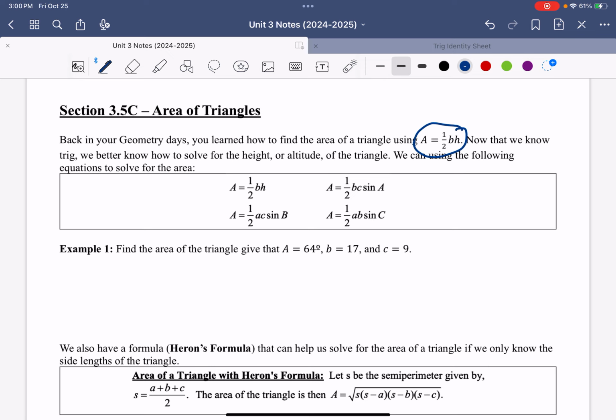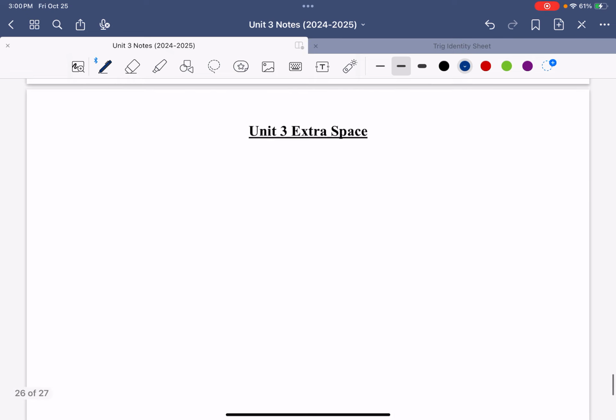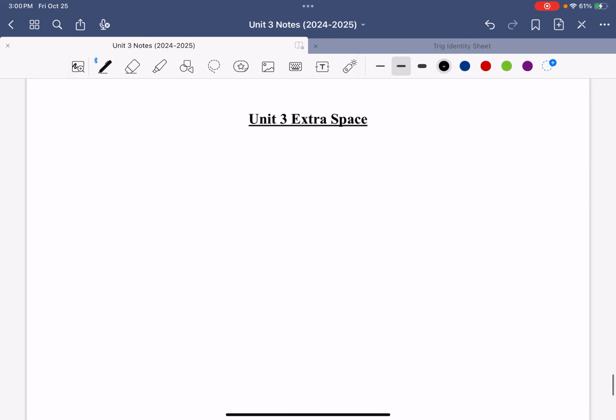Your trig identity sheet is going to give you 4 different formulas. One of them you should already know, but let's talk about where the other 3 come from. I'm going to do this on that extra space page. You can do it wherever.